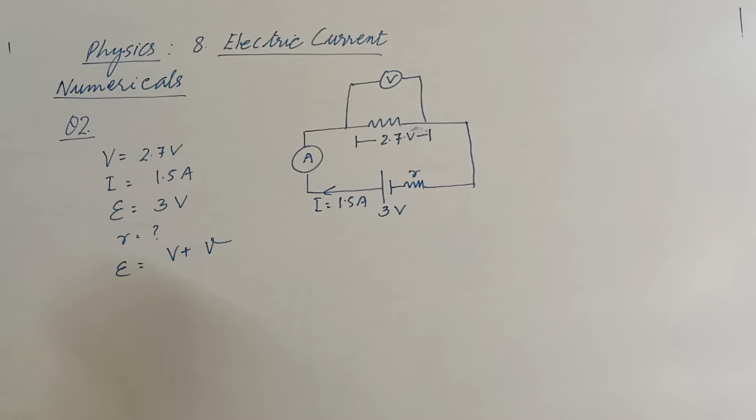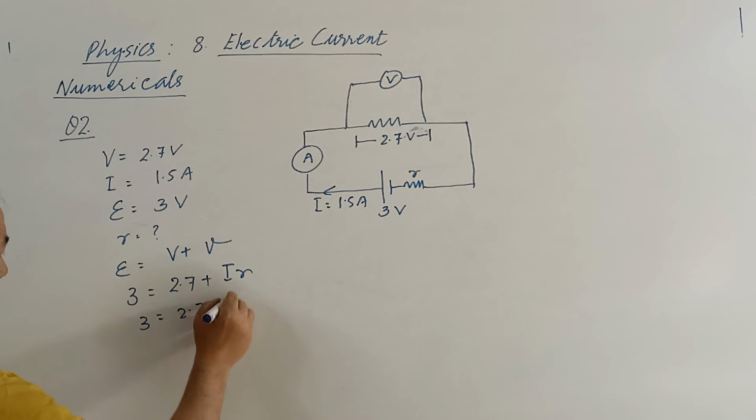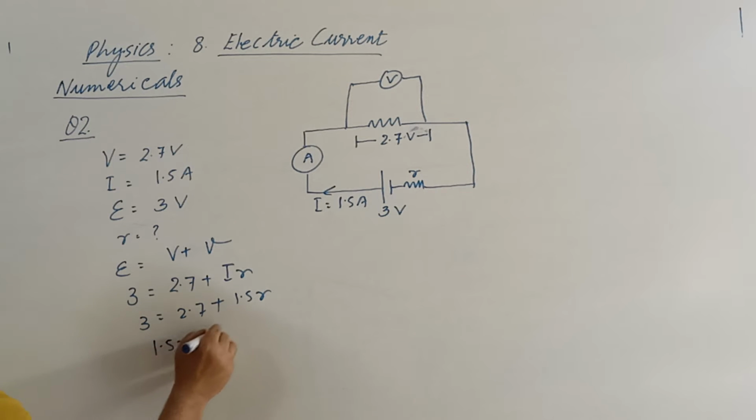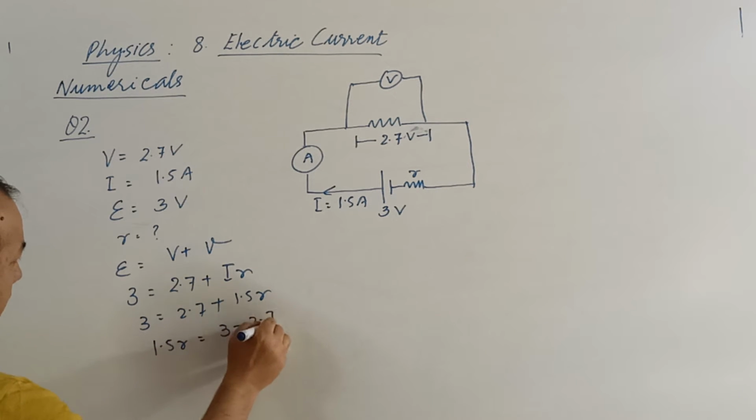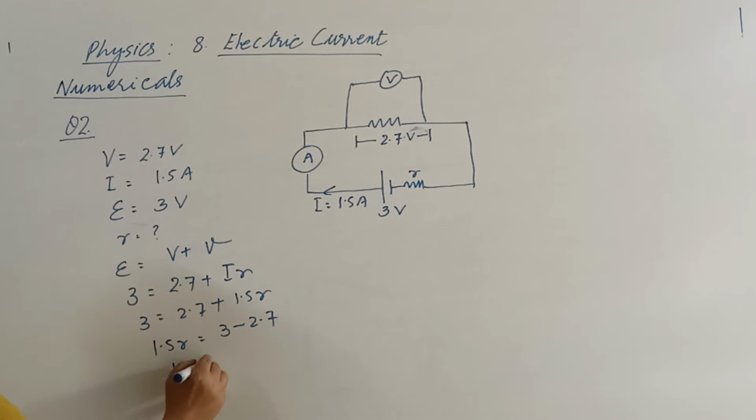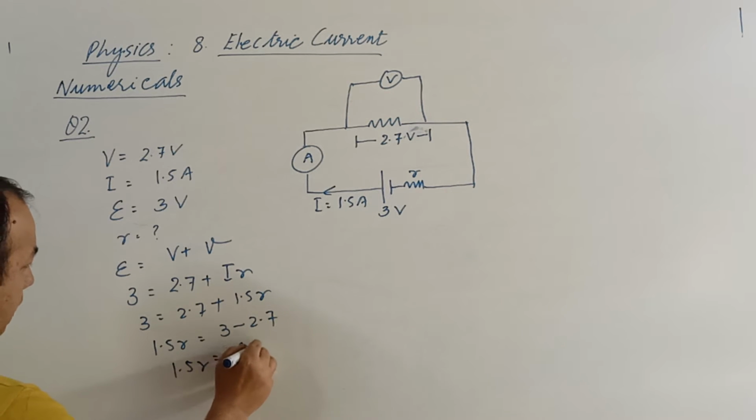The value of EMF is given equal to 3 volt, and the terminal voltage is given equal to 2.7 volt, and this is the voltage drop which is actually I r. Then 3 is equal to 2.7 plus I r. The value of I is 1.5, so 1.5 r is equal to 3 minus 2.7. 1.5 r is equal to 0.3.